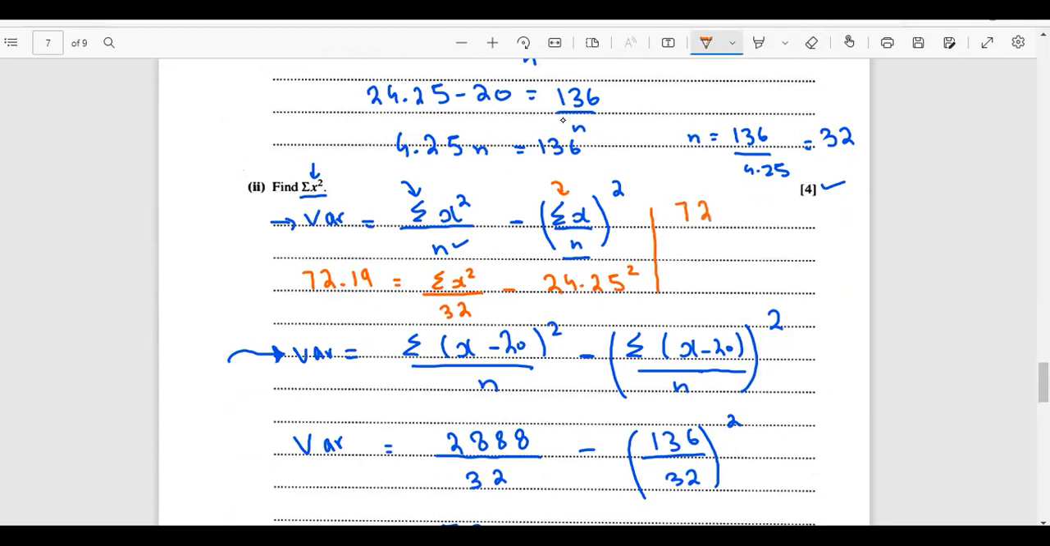So it would be 72.19 plus 24.25 squared, and this thing would be multiplied with 32, and this would give you summation x squared, and that should be 21128. This is going to be your answer. Yes, Ishal and Munja, do you get this question?